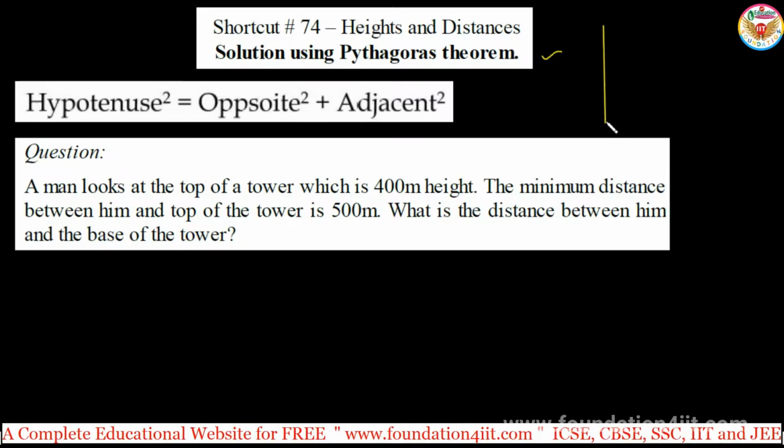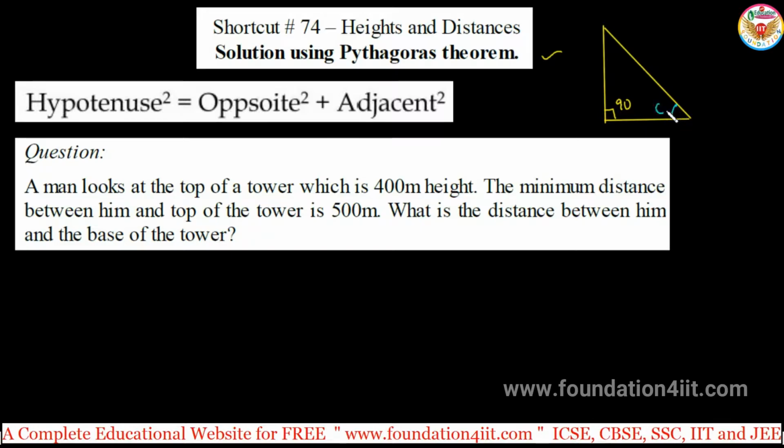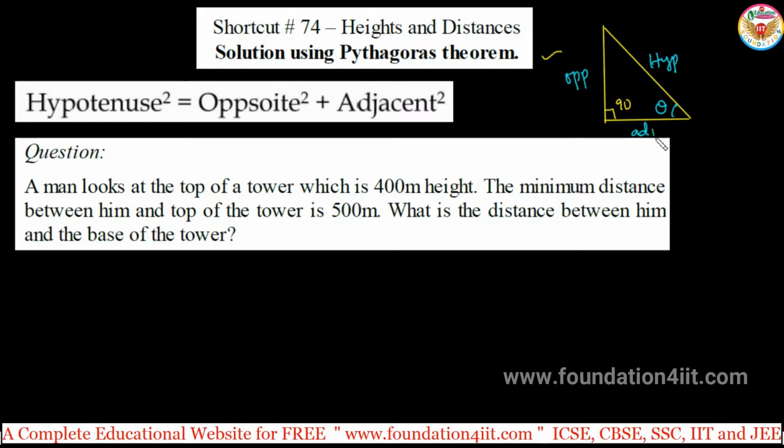If you take a right angle triangle, one of the angles is 90 degrees, so it's a right angle triangle. Now the side opposite to 90 degrees is called the hypotenuse, and of the other two, one is opposite, one is adjacent. So hypotenuse square is equal to opposite square plus adjacent square. Let us take the angle here, theta. Now this is the hypotenuse, this is the opposite and this is the adjacent.